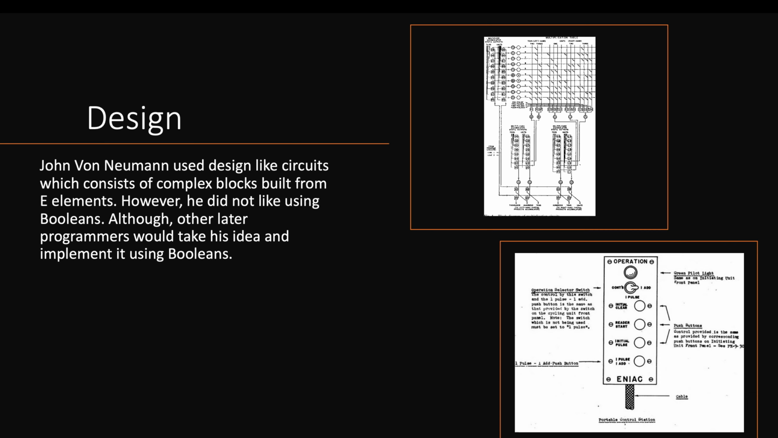On implementation, John von Neumann created some designs using circuits, which used complex blocks built from elements. He was not a big fan of booleans, although other programmers would take his idea and implement it using booleans. This is just the idea of how the ENIAC was created, its operations through the design. You can see that it's very complicated to understand, with data and such.